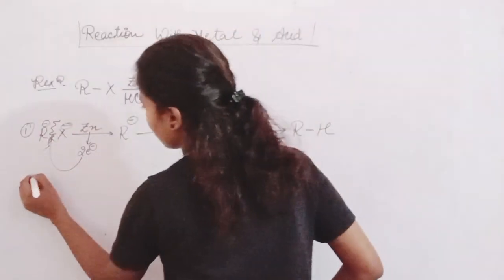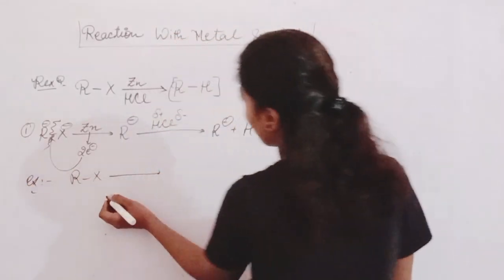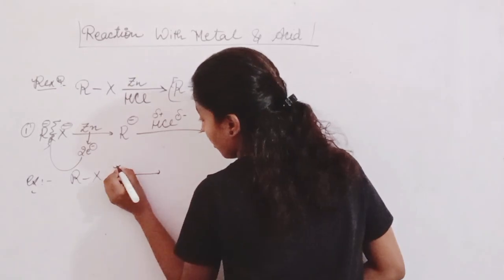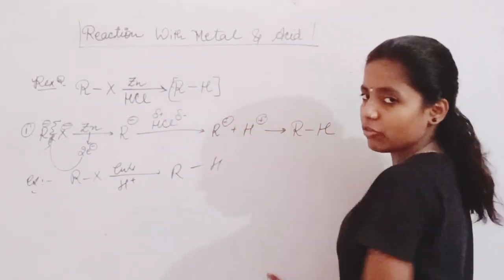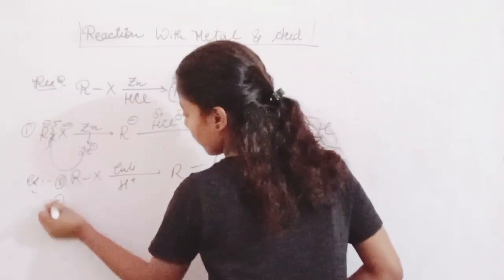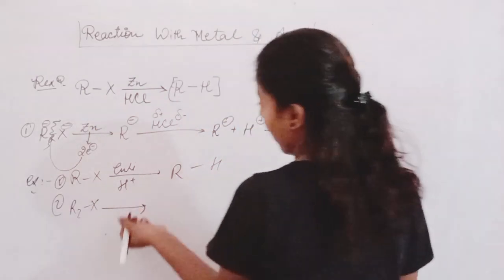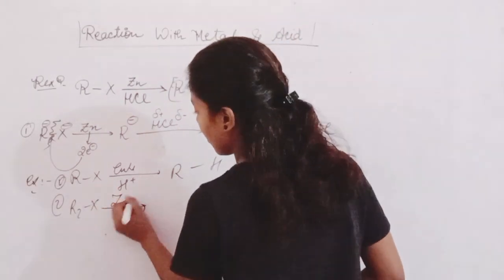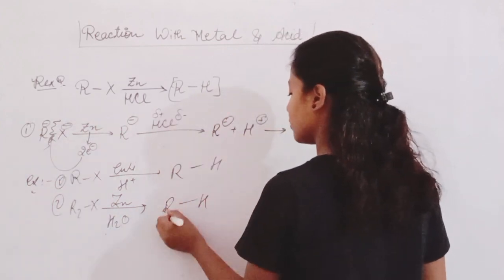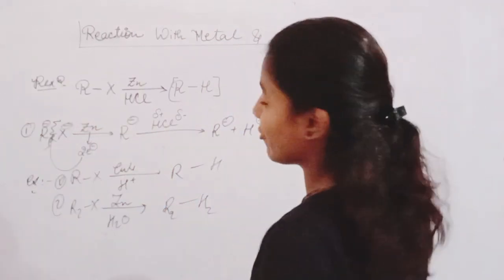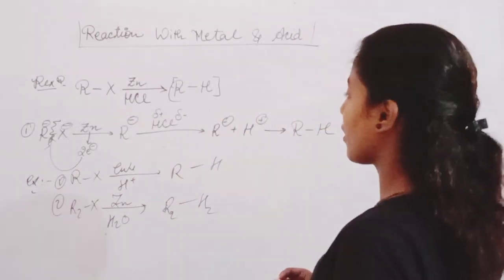We can have a few examples also. You can look at over here. Taking R X in the presence of CuLi along with H plus, we get R H, a similar reaction. We can have another example, R2X along with Zn and H2O. We can have R bond, R2 bond H2. I hope the simple reaction is crystal clear to every one of you.